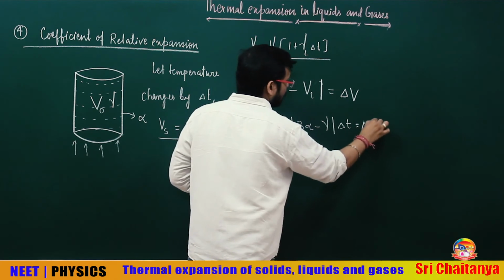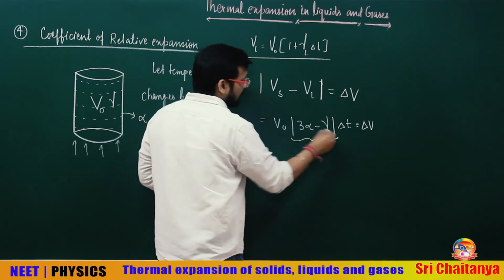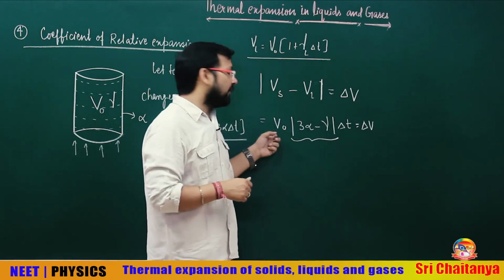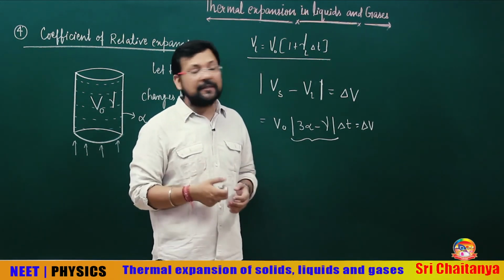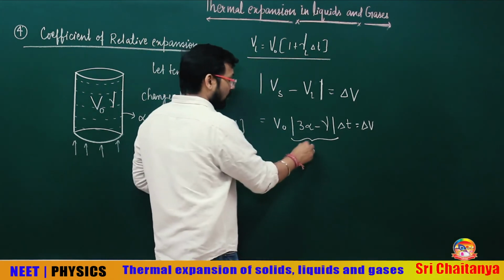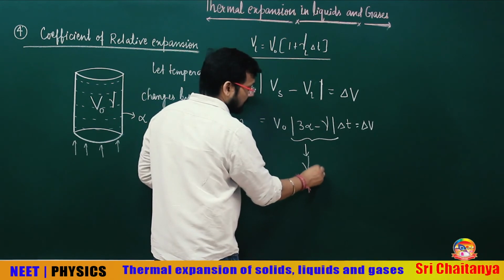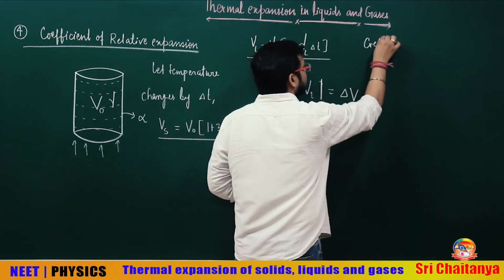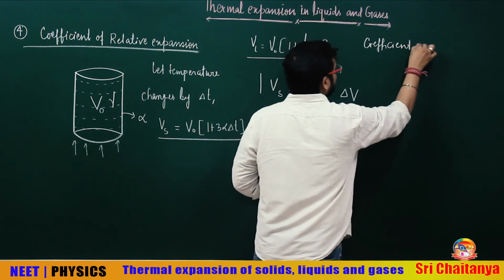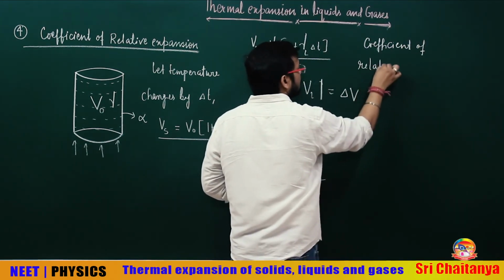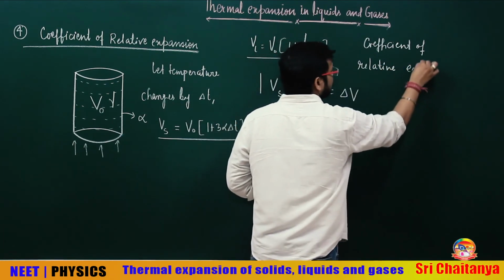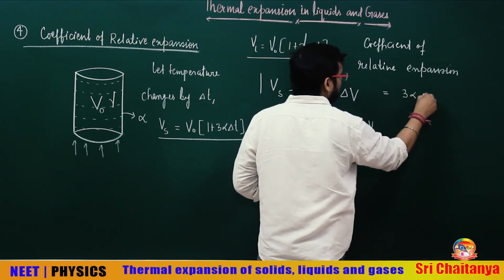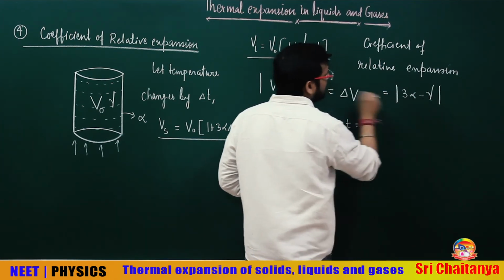This is delta V. This 3 alpha minus gamma is working as the coefficient of expansion here, because delta V in general should be V naught gamma delta T. But in place of gamma, what is written? It is written 3 alpha minus gamma. So this is called gamma relative. So what is gamma relative? Coefficient of relative or apparent expansion is 3 alpha minus gamma, where gamma is of the liquid, mod.